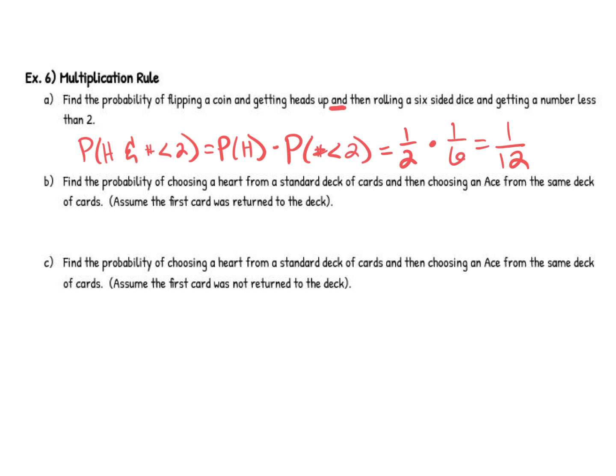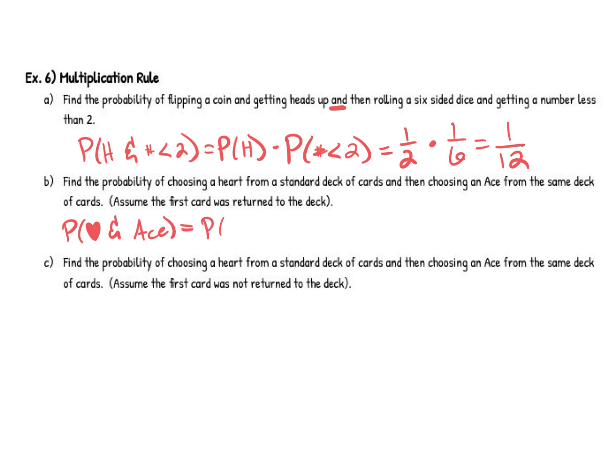B, find the probability of choosing a heart from a standard deck of cards and then choosing an ace from the same deck of cards. Assume the first card was returned to the deck. So we're looking for the probability of a heart and an ace.